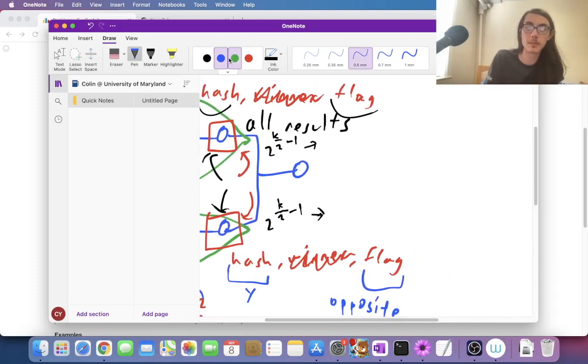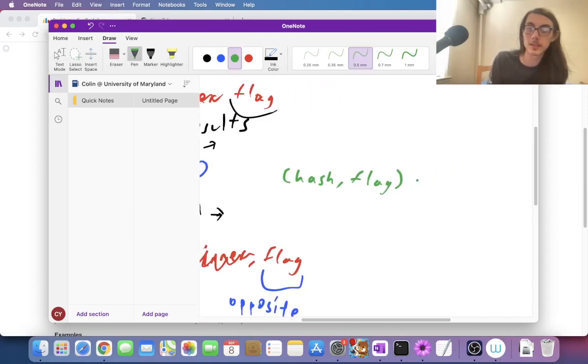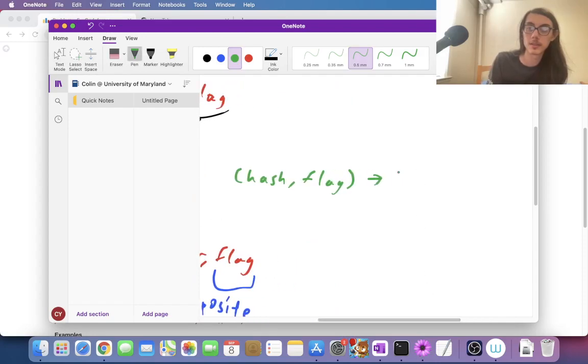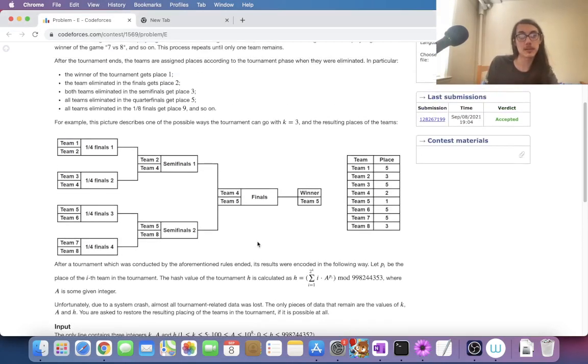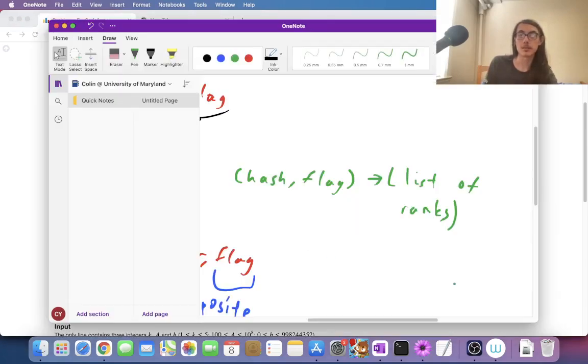So the map on both sides will store the hash and the flag. And then it will map those to the list of ranks, like the positions that each person had. What do they call them? Places, I guess. Yeah, list of ranks, places, scores, or positions, whatever.